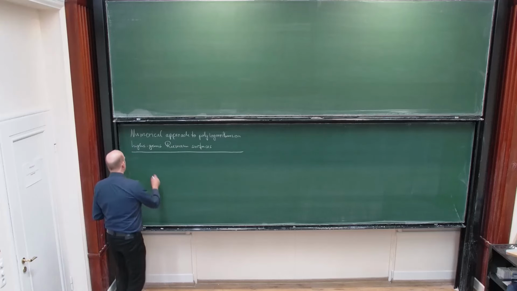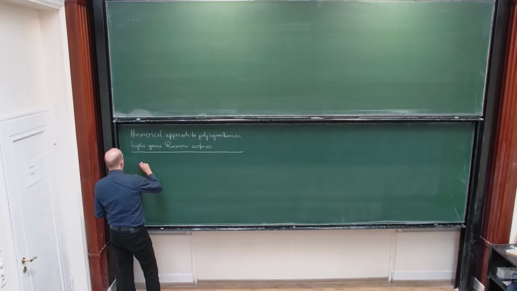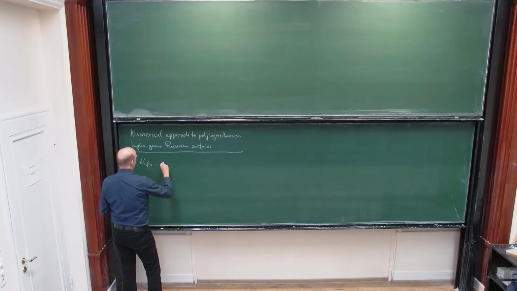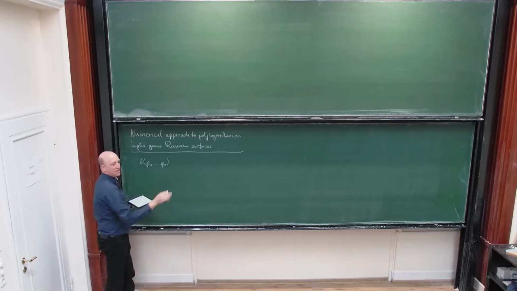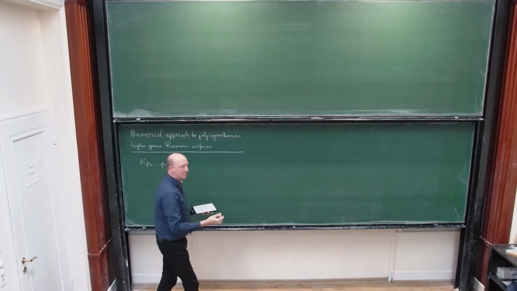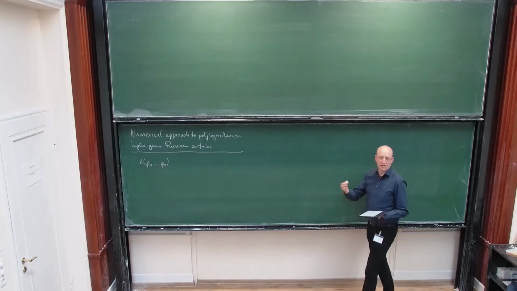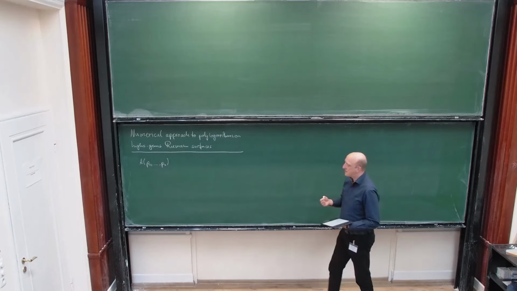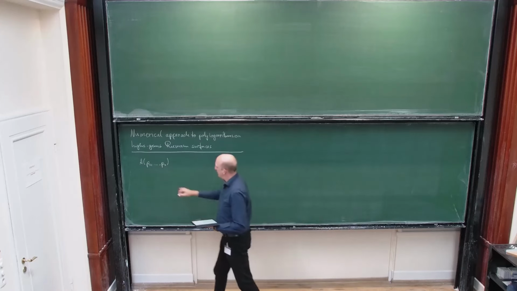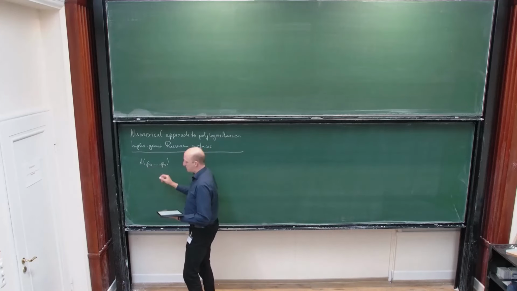That is, we want to evaluate a function of some parameters. These parameters can be momenta of the particles involved in the scattering process. They can be masses of the particles involved, or they could also be something more sophisticated like spin. Let me, in general, just write P1 to Pn.